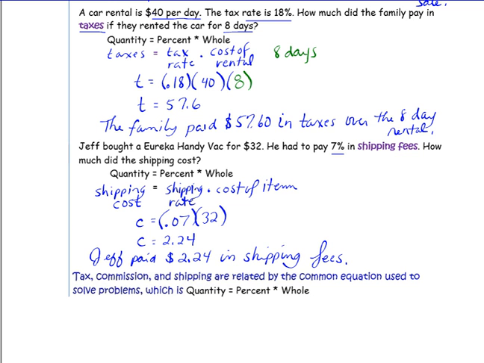What I want you to notice on this page is that we talked about earning a commission on a sale, such as a car salesman, a furniture salesman, a realtor who sells homes. And then we talked about taxes and then shipping fee. And all of these, tax, commission, and shipping, are related by the common equation used to solve problems, which is our percent formula of quantity equals percent times whole. That formula can be used to solve many percent problems.